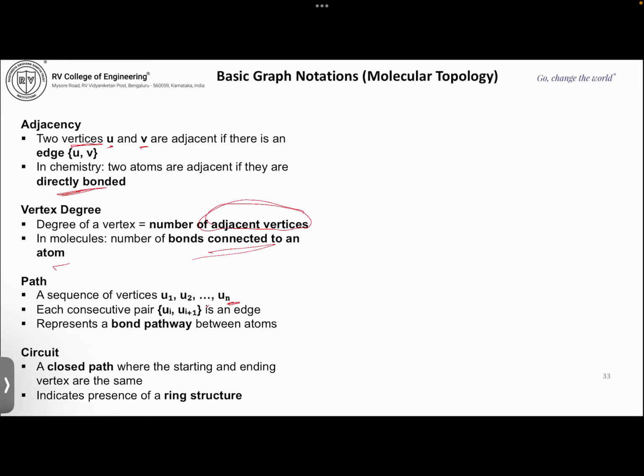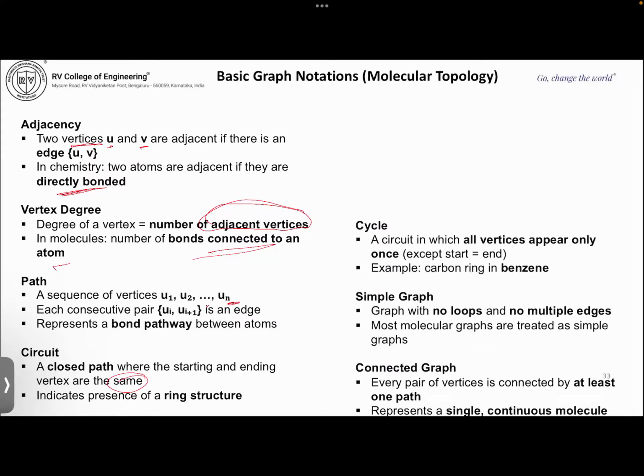Each consecutive pair, ui and ui+1, the next neighboring atom, is an edge. It represents the bond pathway between the atoms. Next, we have a circuit. Notation: a closed path where the starting and ending vertex are the same. So that is called a circuit. It indicates the presence of a ring structure.